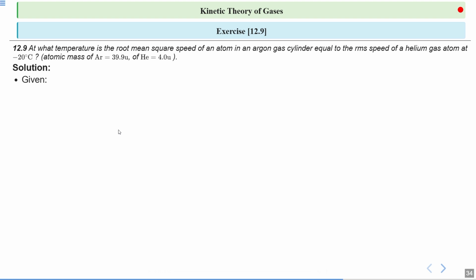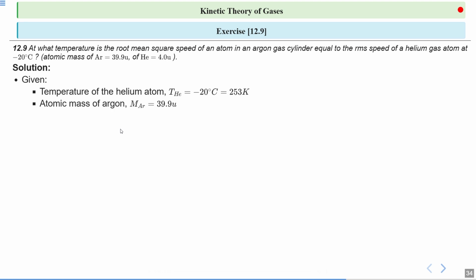So let's start by identifying the given information. We know the temperature of the helium gas atom is minus 27 degrees Celsius, which converts to 246 Kelvin. Next, we have the atomic mass of argon, which is 39.9 atomic mass units, 39.9 u. Atomic mass of helium, 4 u.